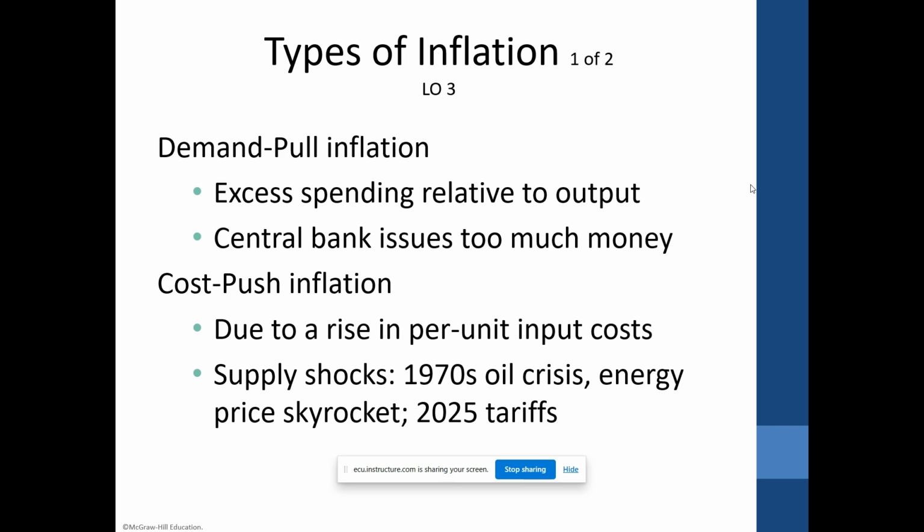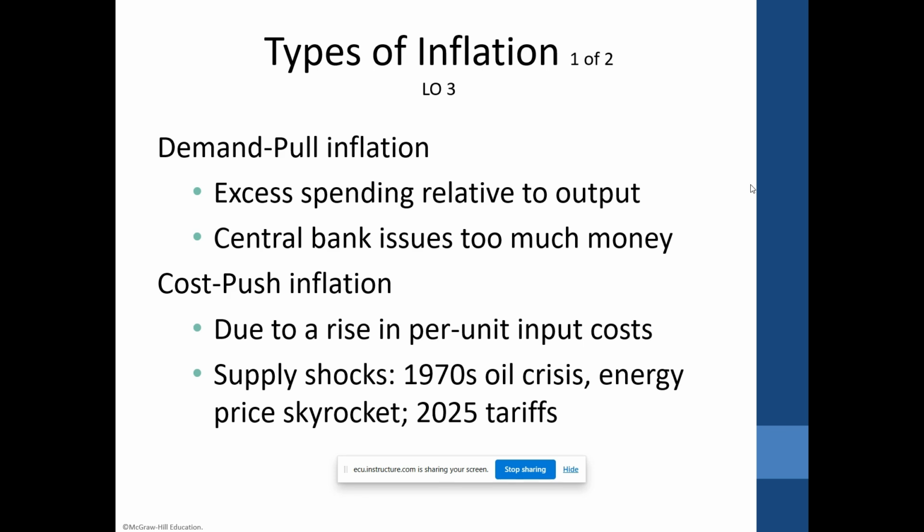There are two types of inflation, the demand-pull inflation and cost-push inflation. Demand-pull inflation is a result of spending increasing faster than production. It is often described as too much spending chasing too few goods.